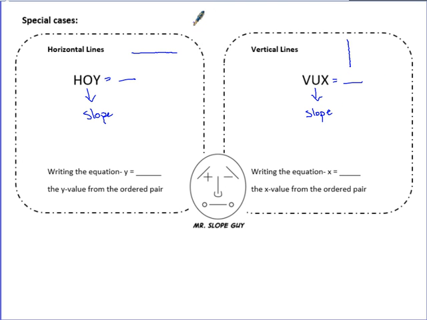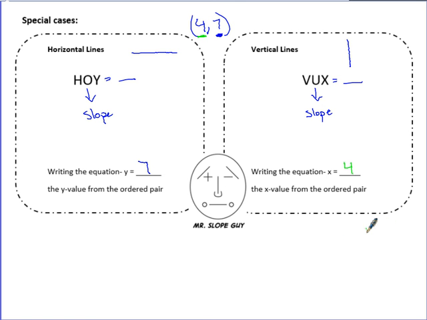So if I have the point 4, 7, all right, the horizontal line that goes through that point is y equals whatever is in y in the ordered pair. So y equals 7. The vertical line that goes through 4, 7, the equation is going to be x equals whatever the x coordinate is. So in this case, x equals 4.